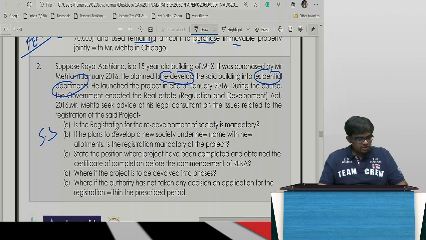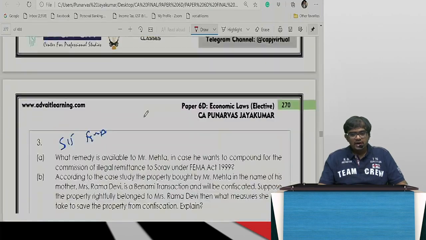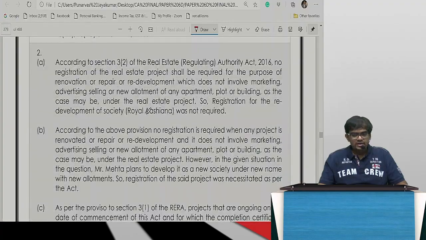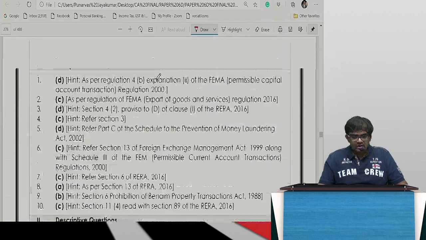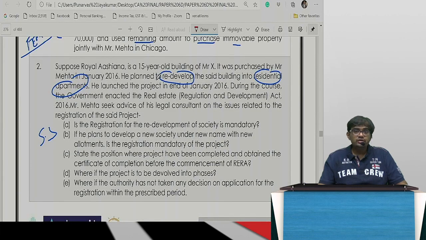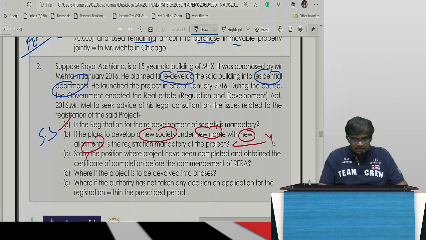But if you are launching a brand new residential project, then obviously re-registration will be needed. So in this particular case, if it does not involve any marketing, if it does not involve launching it as a brand new project, but the old property is being redeveloped into a residential area, then it is not needed. So for this it's not right. If you plan to have a new society under a new name with new allotment, then definitely it is mandatory.